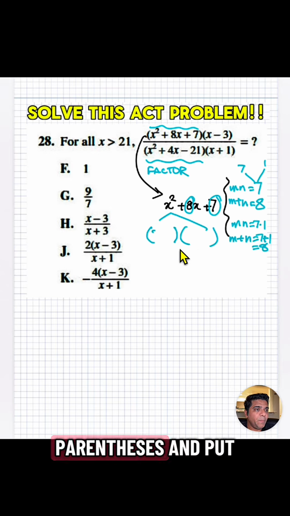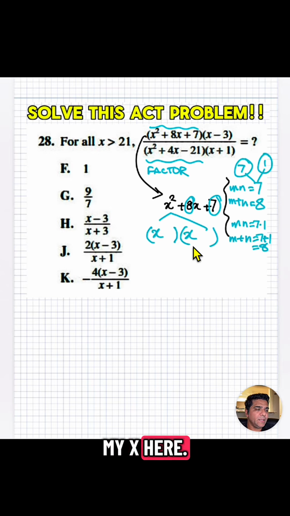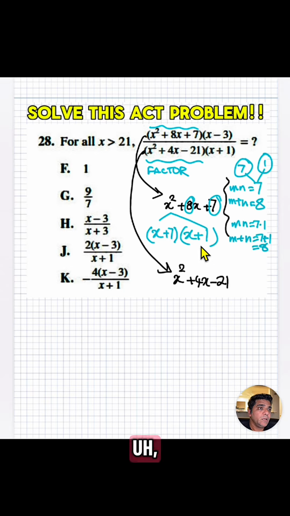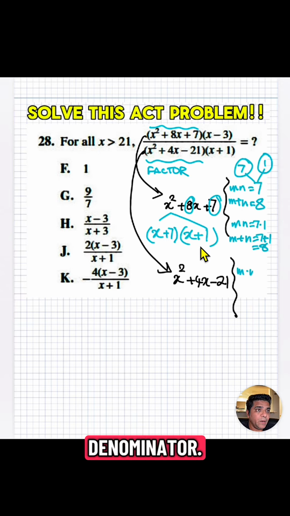Okay, so I'm going to open up my parentheses and put my x and my x here, and the 7 and 1 that I received from the m and n, we're going to put it here and here. So that's our factors for that one. So let's go ahead and factor the quadratic expression in the denominator.